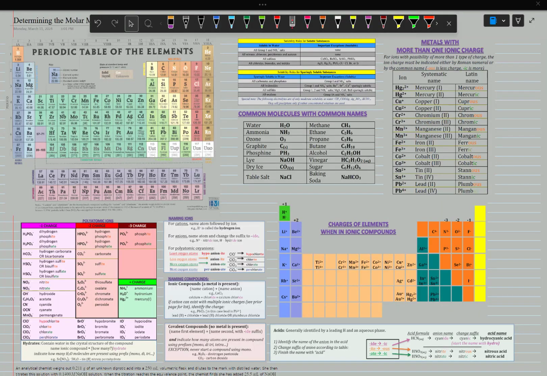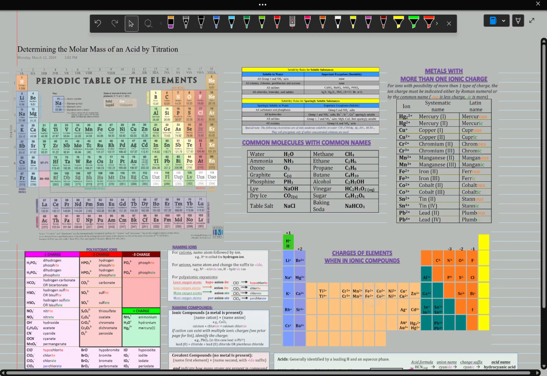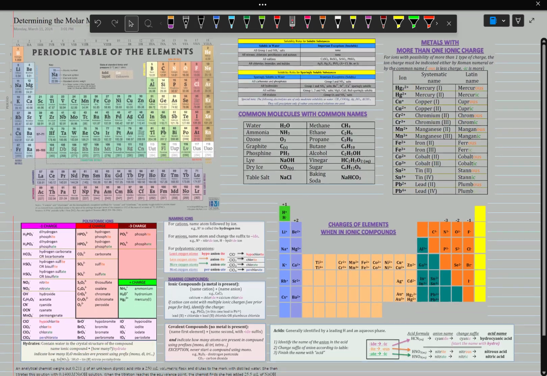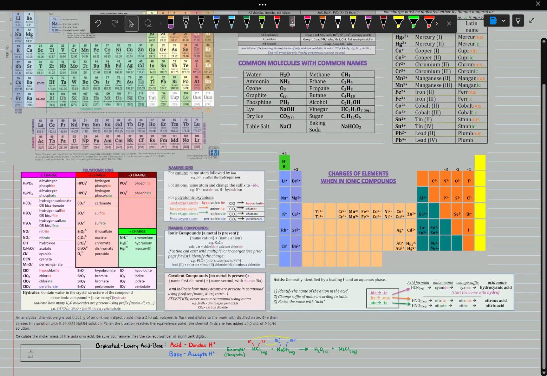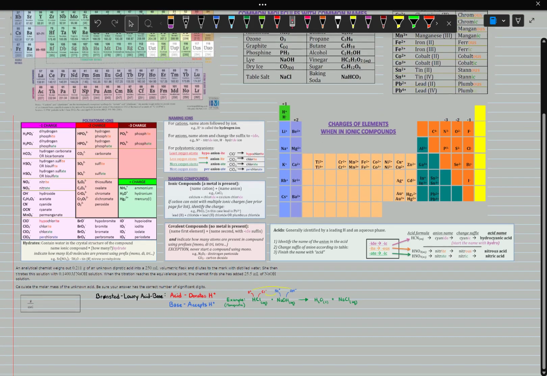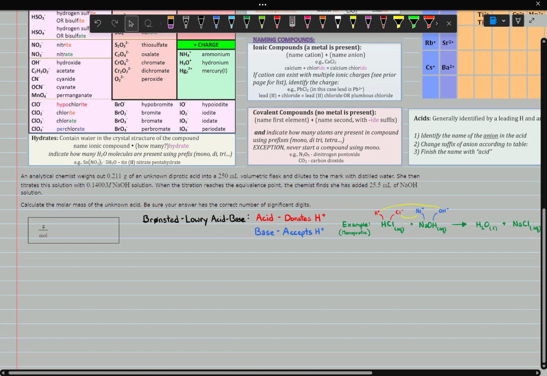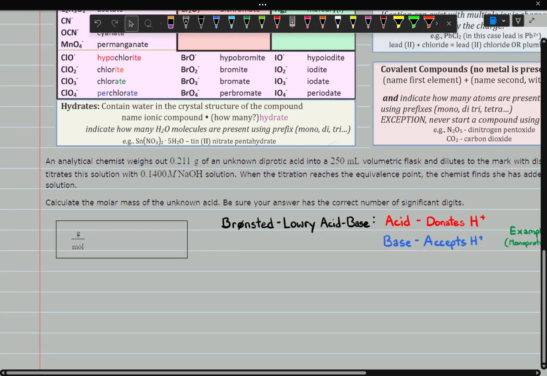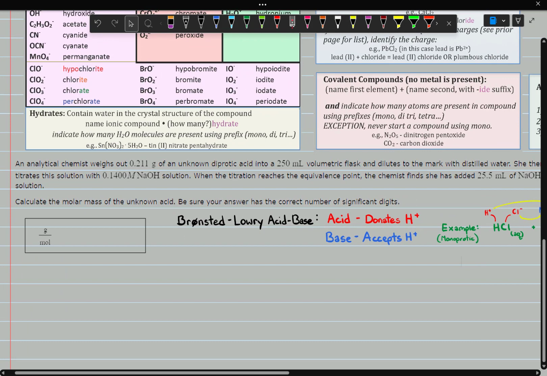Hey everyone, so in this episode we are going to be looking at determining the molar mass of an acid by titration. So we're going to get into a little bit of theory for this one. Don't get freaked out. Most of this will be clarified for you if you continue on into Chemistry 102 and beyond, but for all intents and purposes, I will show you a little bit of theory to help you kind of understand what's going on in a problem like this one.